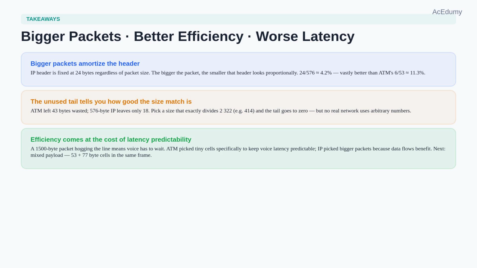3. In the next video, we will mix two packet sizes in the same frame, 53 byte ATM cells alongside 77 byte cells. We will see how the answer changes when the payload is heterogeneous and which configuration squeezes the most user data out of the same 19,440 bits. Same frame, different fillings. The answers keep getting more interesting.